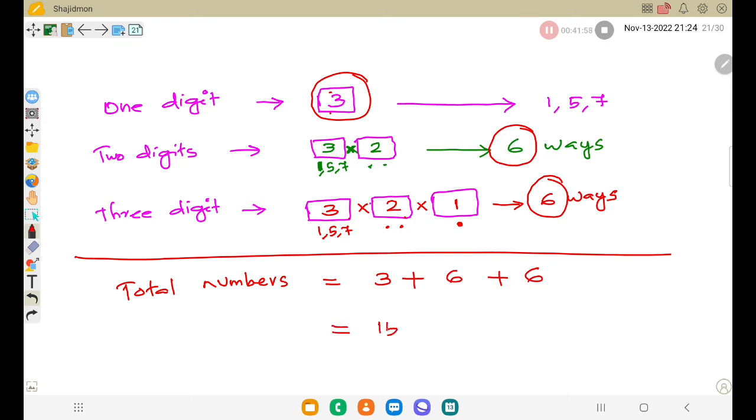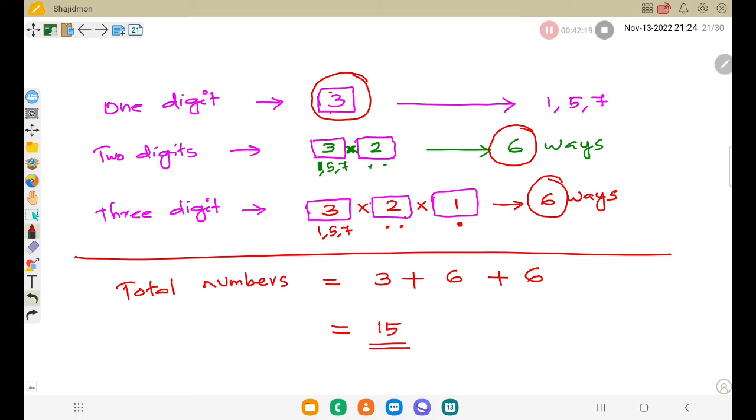How many numbers can we form in total? 15 numbers, correct? 12 plus 3 is equal to 15 numbers in total that we can form from the digits 1, 5 and 7. This is our question. Here we use both rules: the multiplication rule and the addition rule. First we use the multiplication rule.